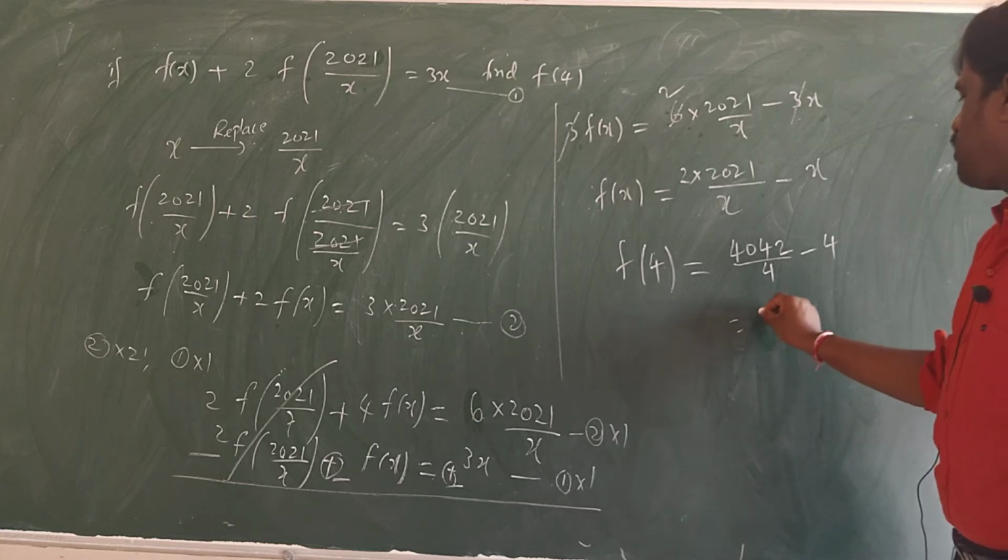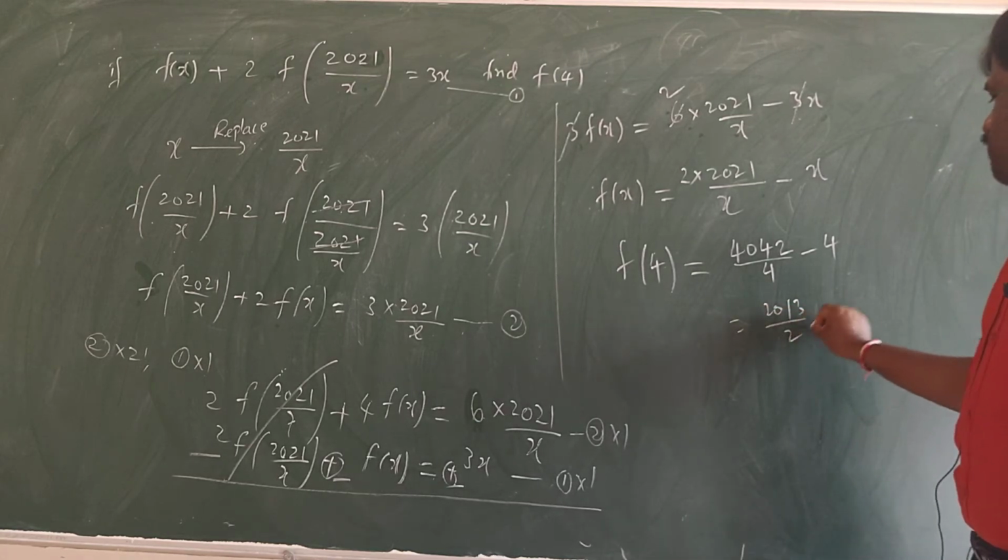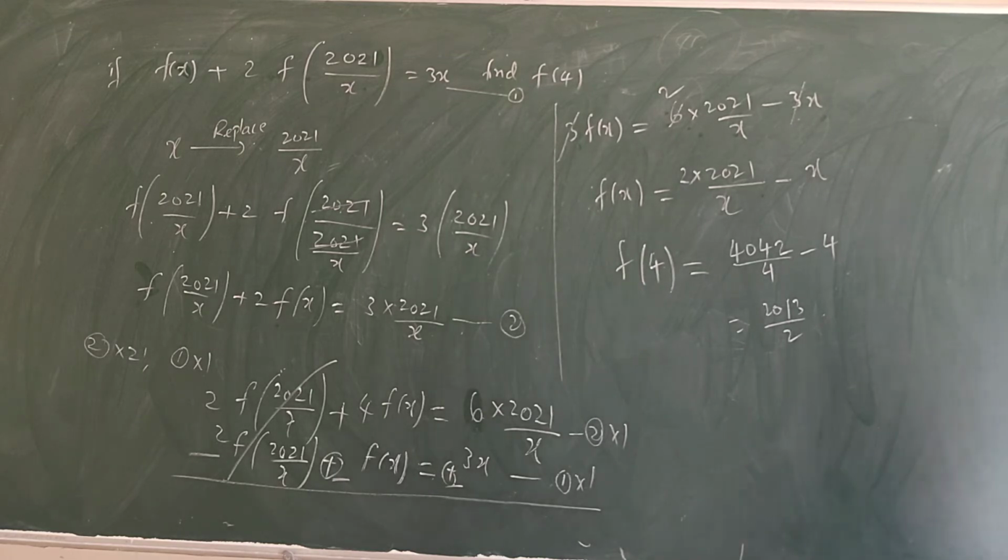Two thousand and thirteen by 2. Sure? Let's see.